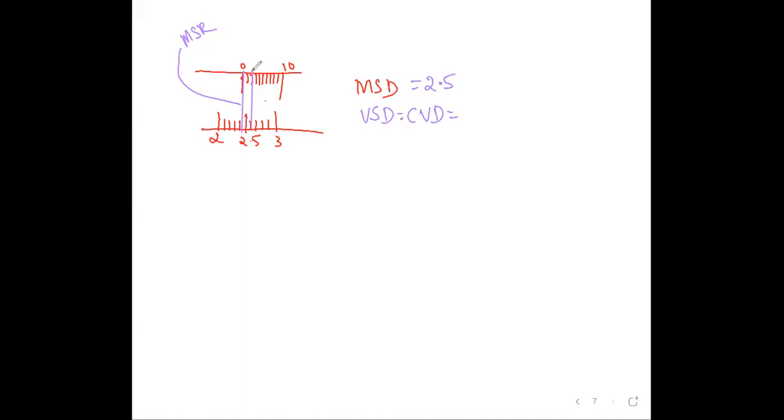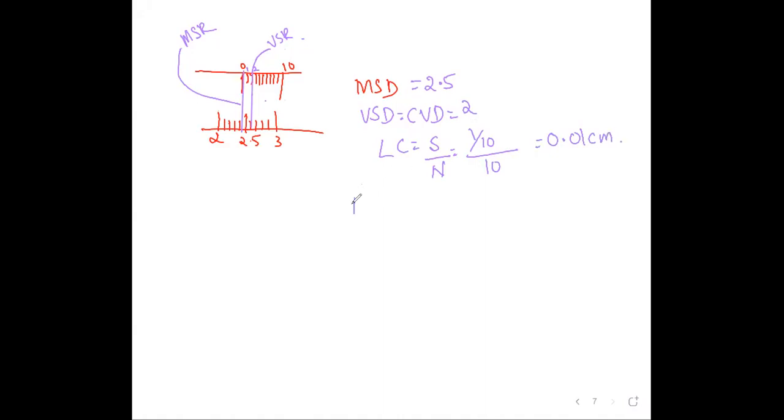So this is the VSD. How much is VSD? 0 1 2. The second division is matching, so VSD is 2. Least count is given by S divided by N. S means the value of the smallest division on the main scale. In 1 centimeter there are 10 divisions. So 1 centimeter divided by 10, whole divided by the 10 divisions on the Vernier scale, that is nothing but 0.01 centimeter.